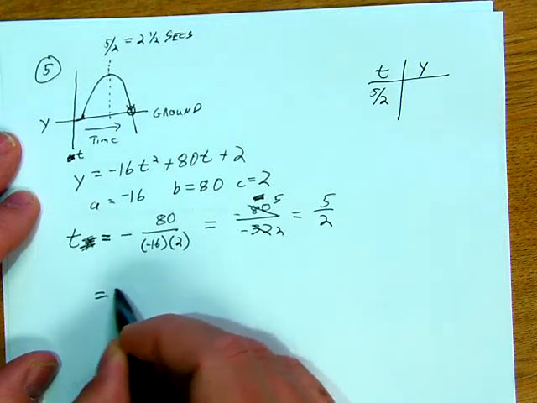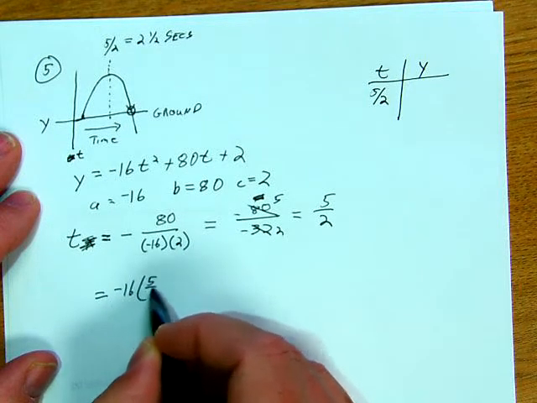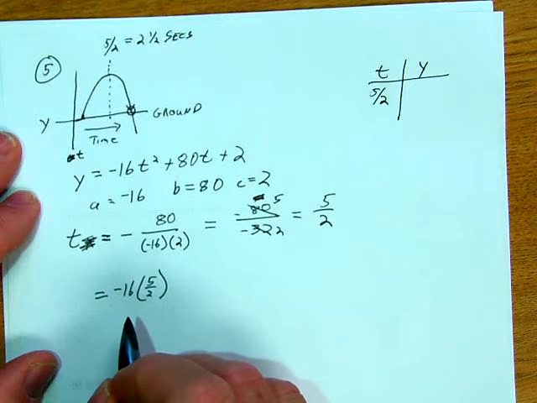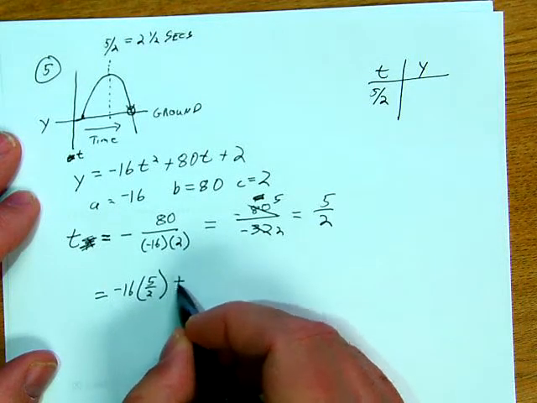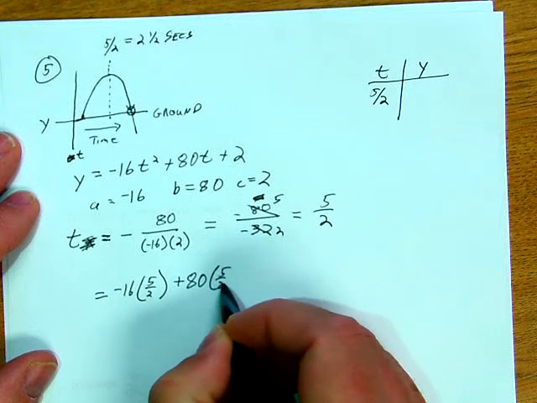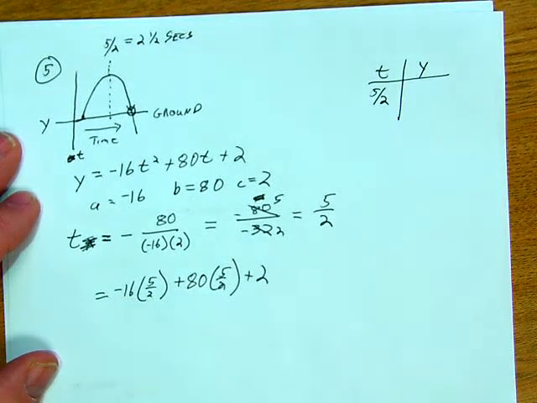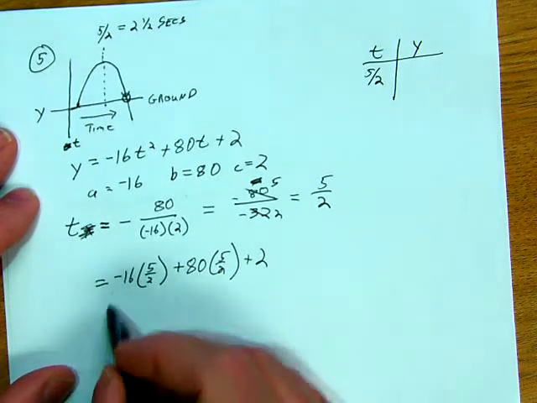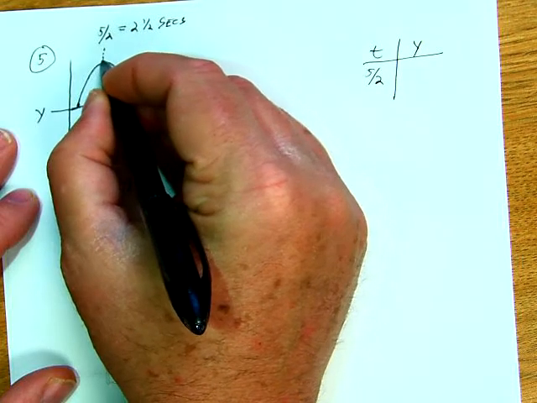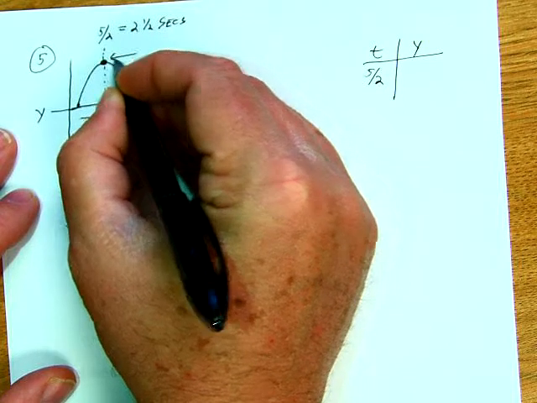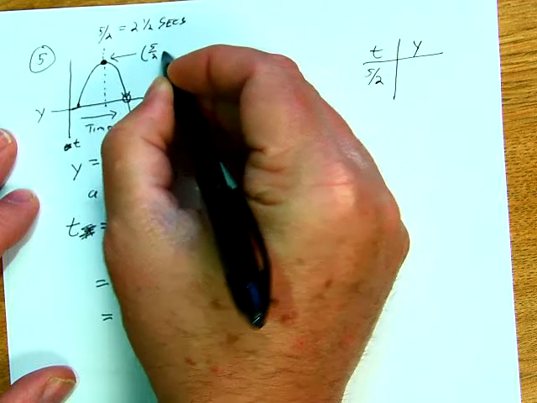We're going to plug 5 halves into there, and plus 80 times 5 halves plus 2. And when we do that, after a lot of calculations, that ends up being 102. Okay, so 102, that's basically how high this is, right there. That point right there is 5 halves, comma, 102.